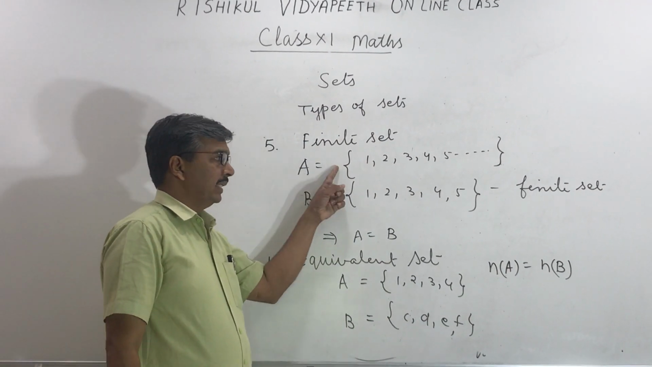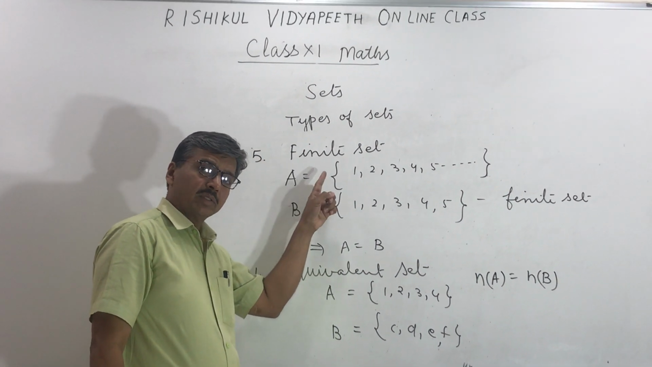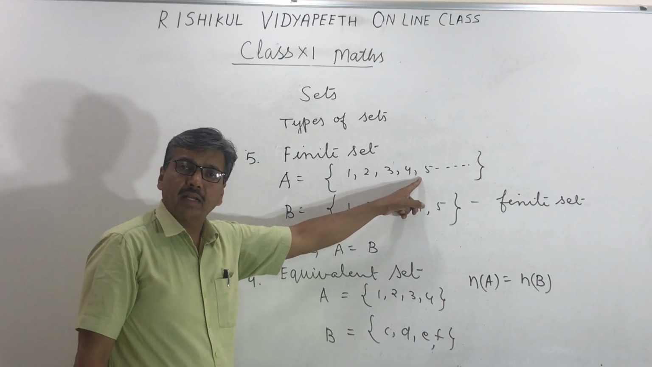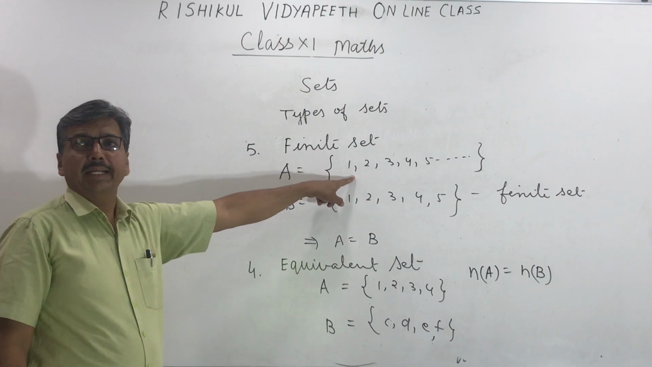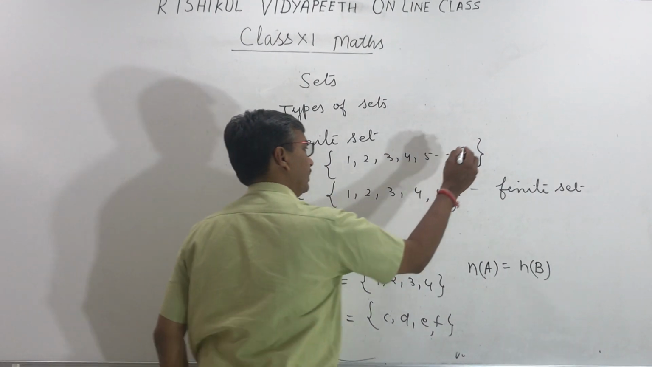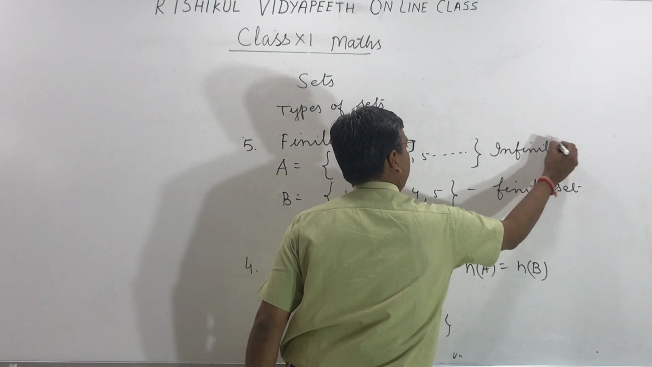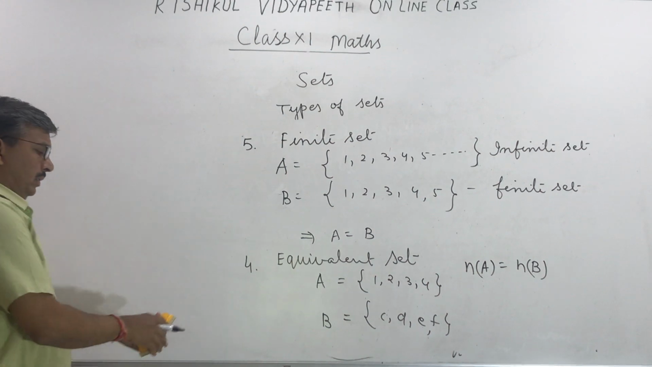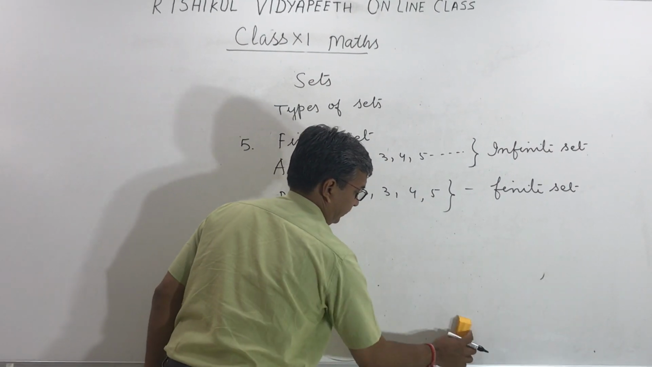And what about this set? The elements of this set are not countable. They are infinite. Therefore, this set is known as an infinite set. We can take some examples of such sets.